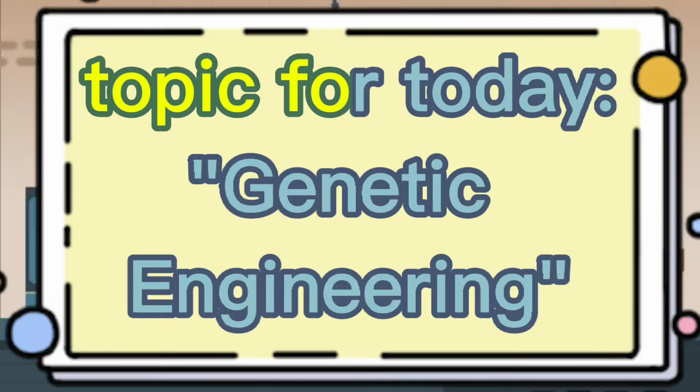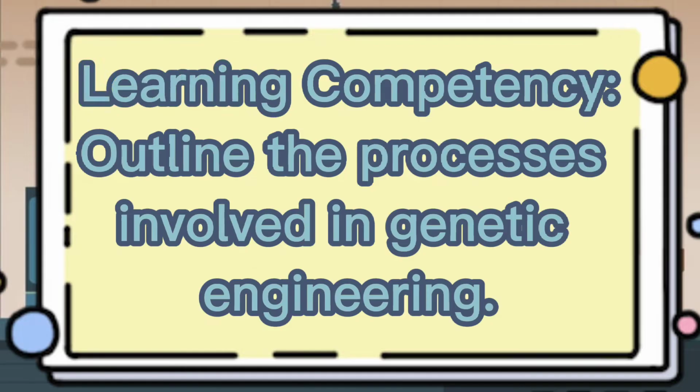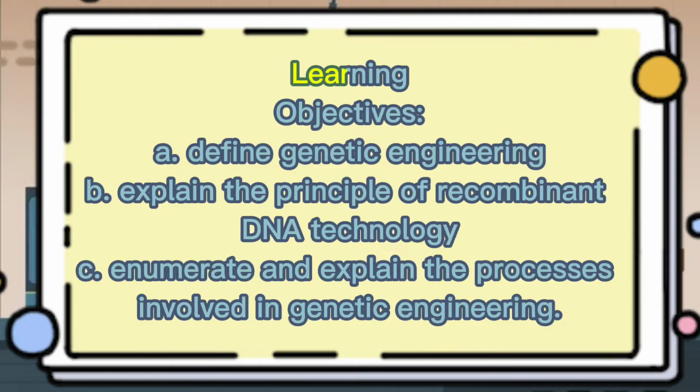Our lesson for today is all about genetic engineering. For the learning competency, outline the processes involved in genetic engineering. At the end of the lesson, you are expected to define genetic engineering, explain the principle of recombinant DNA technology, and enumerate and explain the processes involved in genetic engineering.